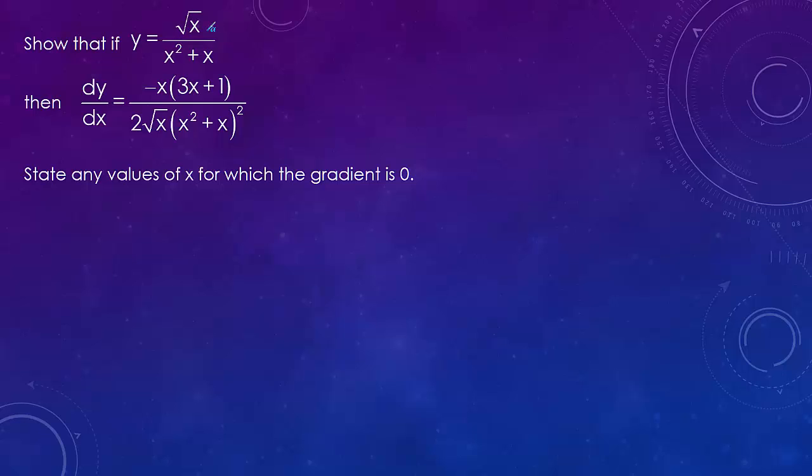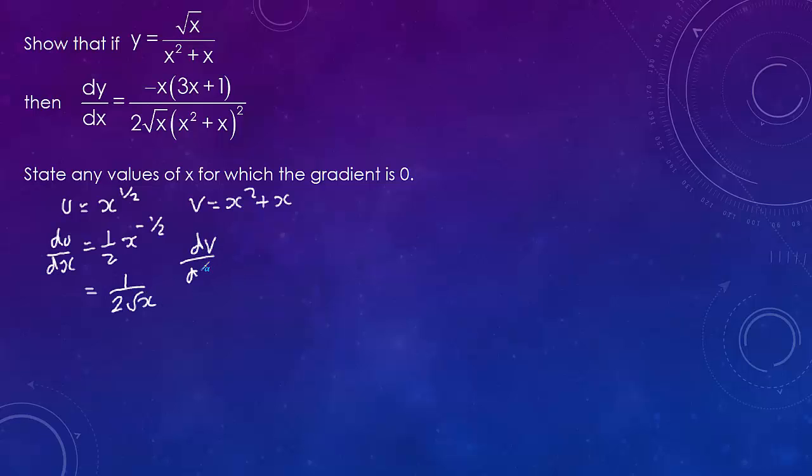So starting with this, u is equal to x to the half. v is x squared plus x. So du dx would be equal to a half x to the negative a half, which we could write as 1 over 2 root x. dv dx would be 2x plus 1.